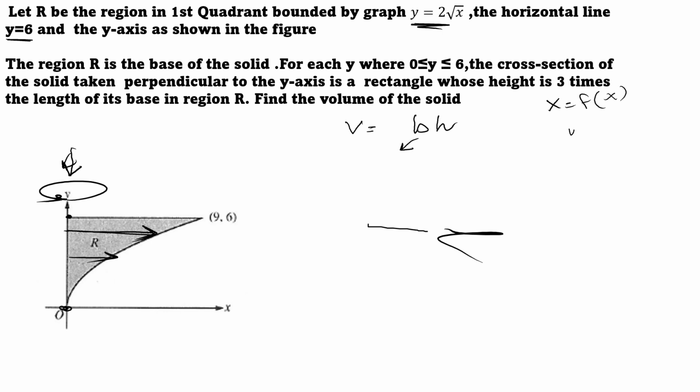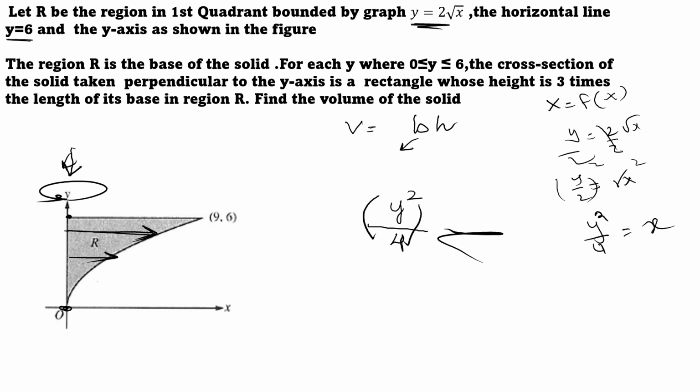So it will be y equals 2 square root x, solve for x. Divide both sides by 2. So we will get root x equals y over 2. If we take the square on both sides, we will get y square over 4 equals x. So our base is actually y square over 4. And what is our height? Our height is 3 times the length of its base, and the base we already know, y square over 4.